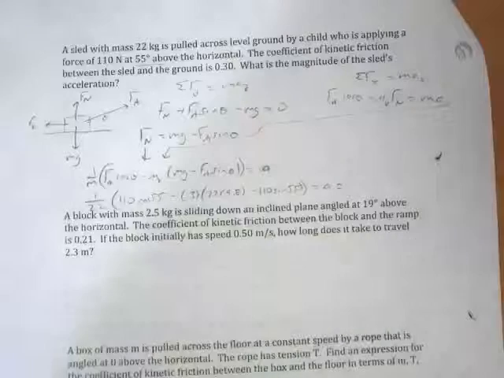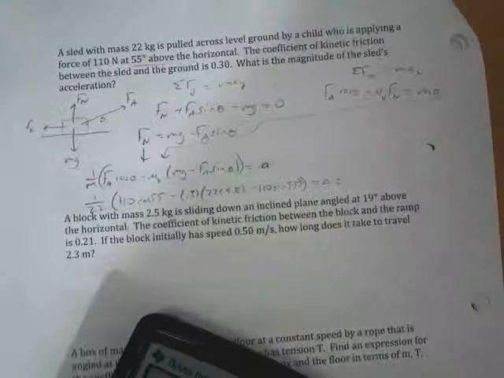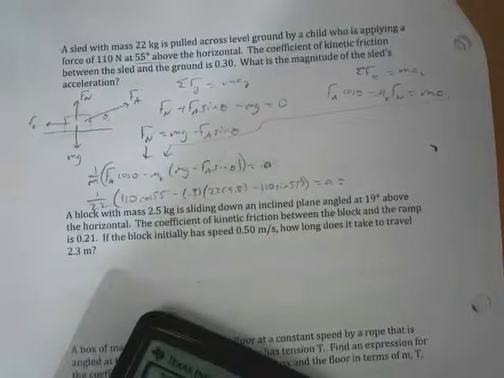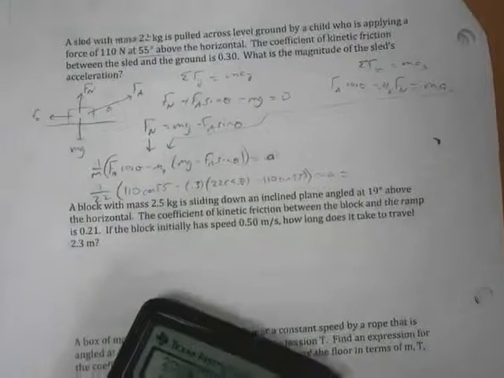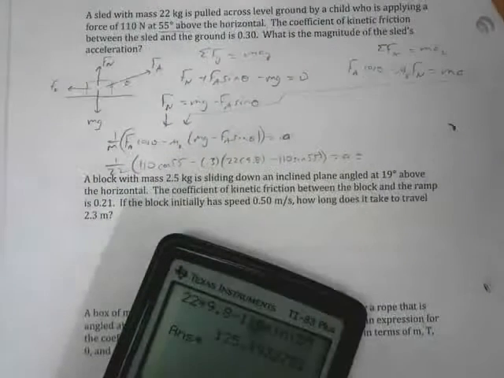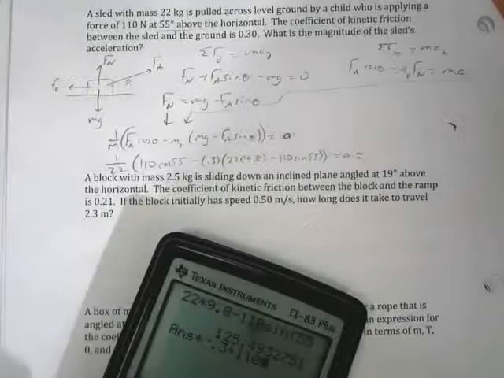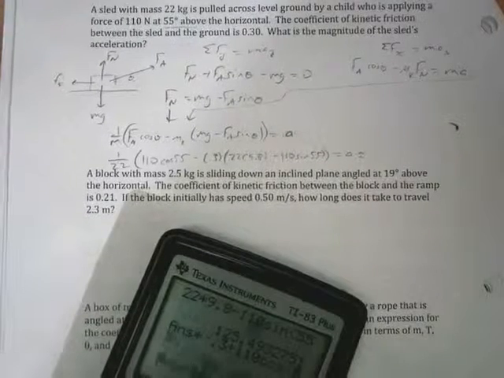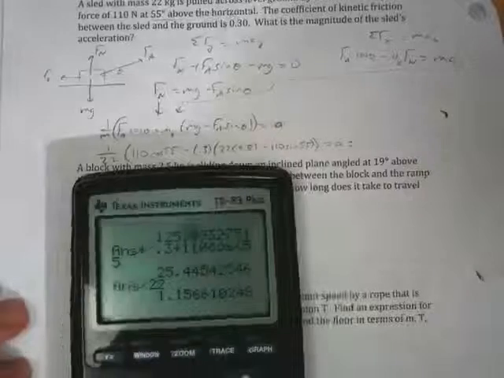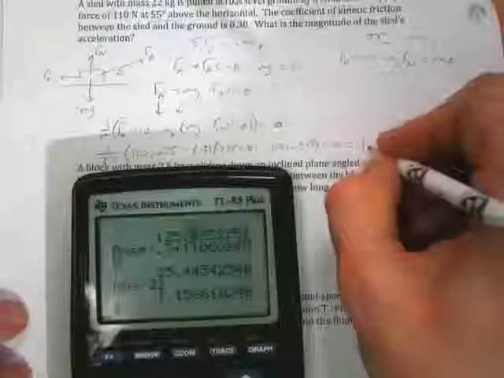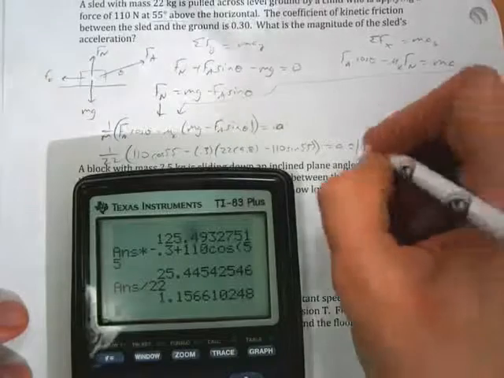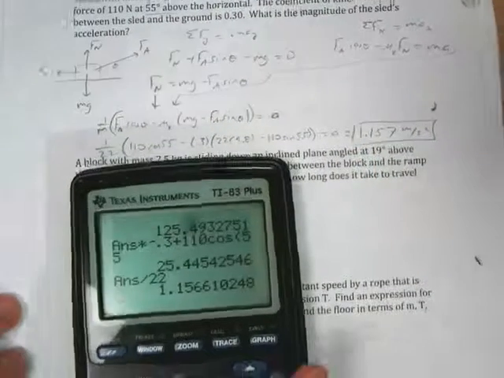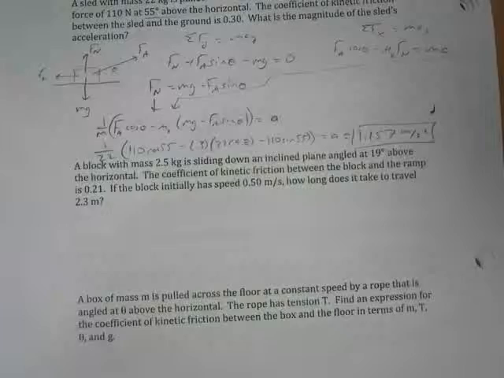And then we plug and chug to find out what that is. 22 times 9.8 minus 110 sine 55 times negative 0.3 plus 110 cosine 55 divided by 22. We get an acceleration of 1.157, I'll stop at 7, meters per second squared. Alright, on to the next problem.